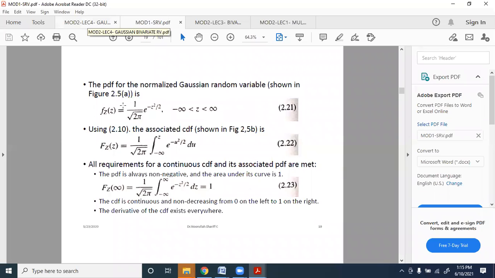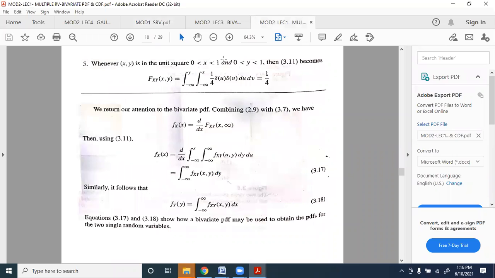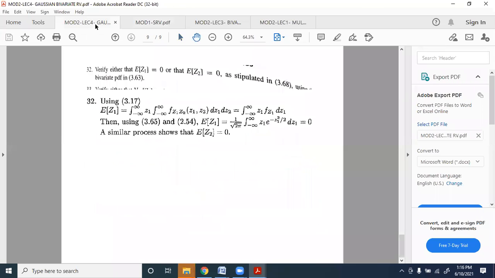So we can consider the equation which we have considered over here. If this is Z1, we'll have Z1 here. If it is Z2, we'll have Z2 here. That way we can substitute over there and get the final result. So we can derive this very easily when we consider the equations 3.17, 3.65 and 2.54.